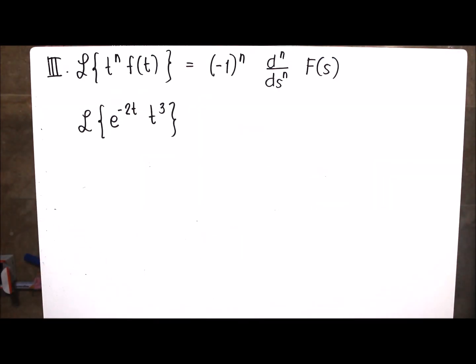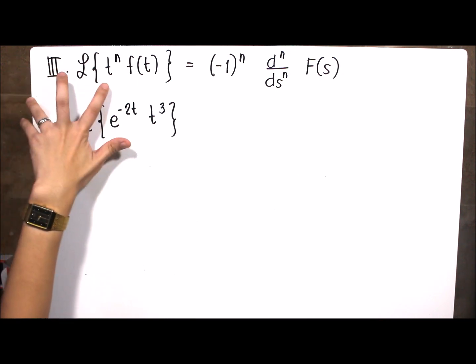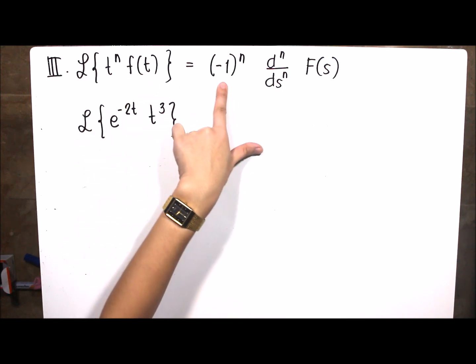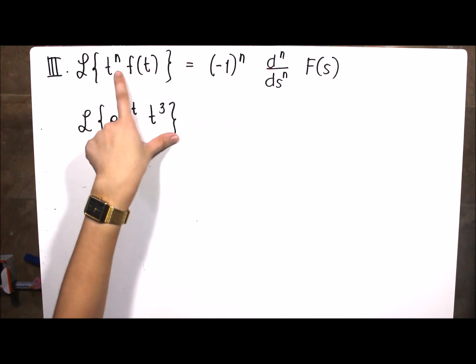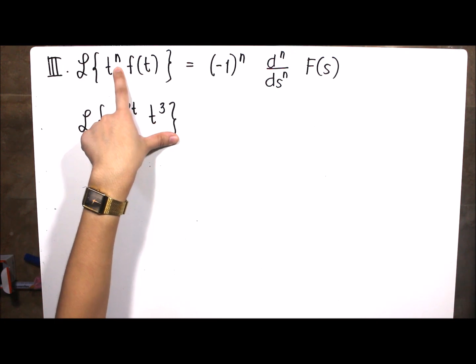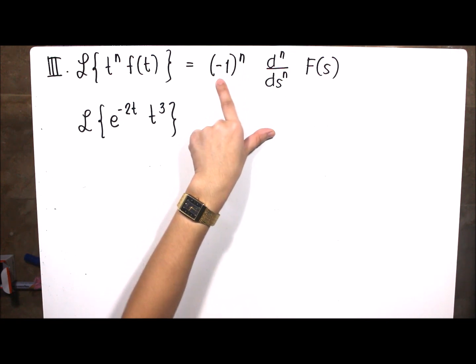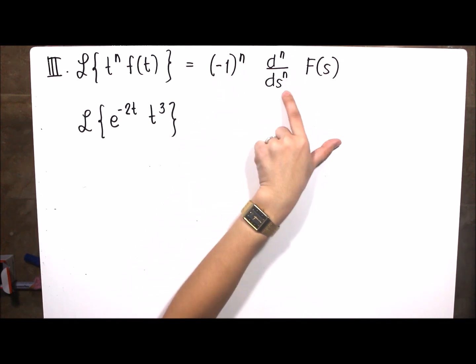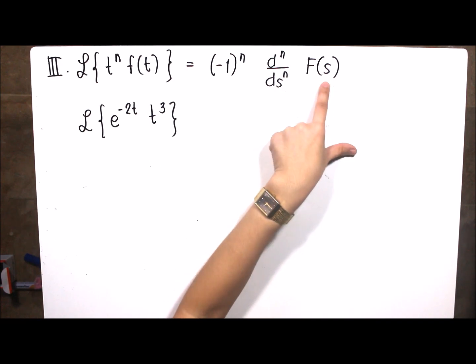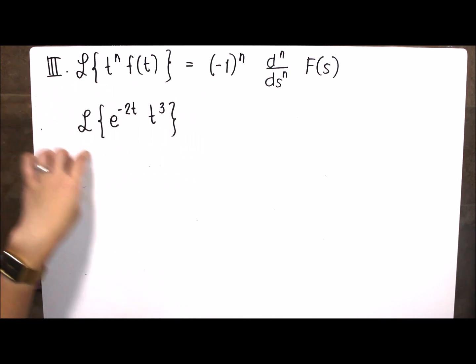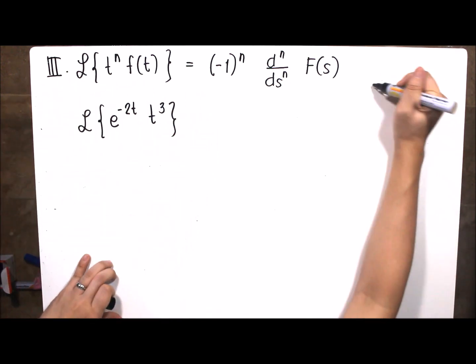Our third formula in solving for the Laplace transform is if you have a product of t raised to n and any function of t. To take the Laplace transform, we simply take the nth power. Whatever the exponent of t is, that is what we will use: negative 1 raised to n, multiplied to the nth derivative of F of s.